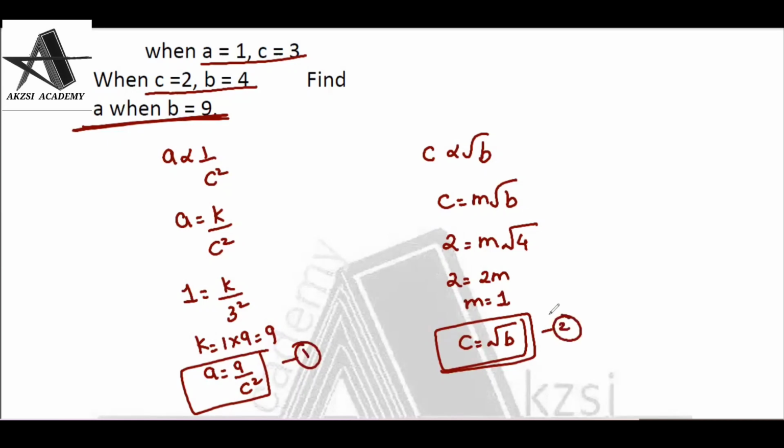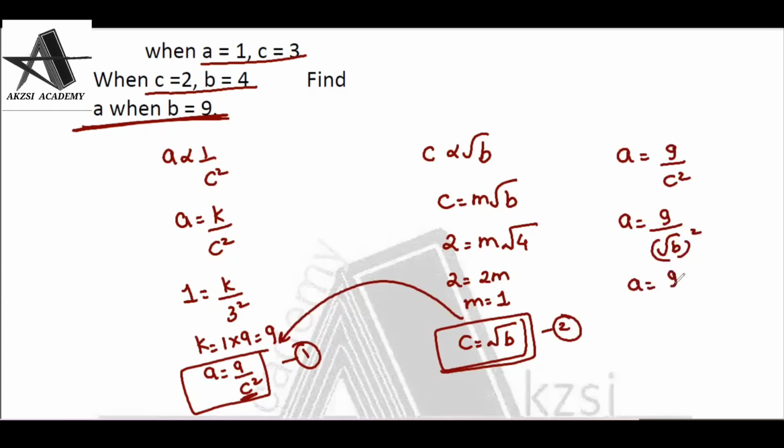Whatever you have to eliminate, put the value of that variable. Like here we want to remove c. So I need to substitute c here, right? So in place of c, I'll write root b because from equation 2 I can see c equals root b. So substitute this value here in equation 1. We'll get a is equals to 9 over c squared. In place of c, I'll write root b. A is equals to 9 over root b whole squared. A is equals to 9 over b. This is our final equation of a in terms of b.